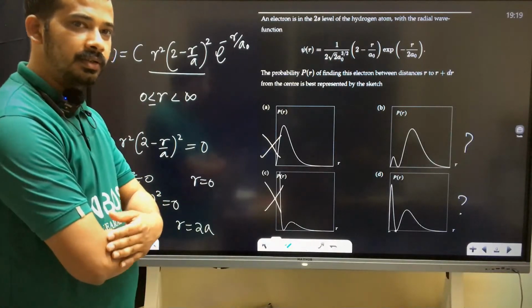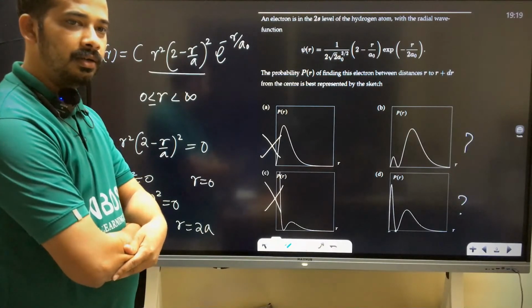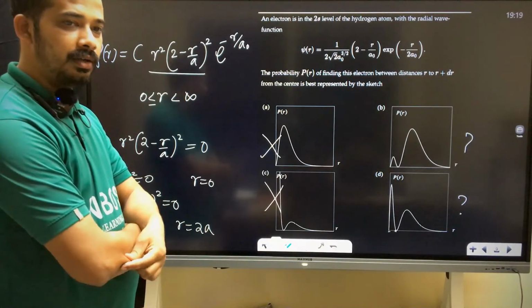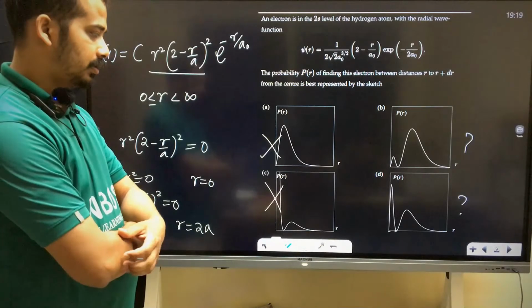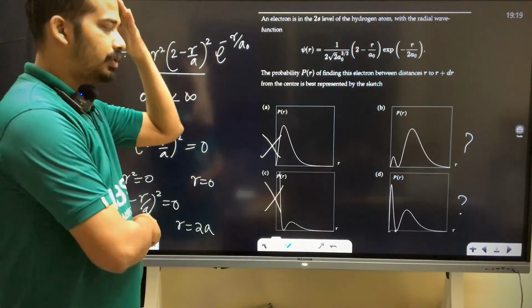GeoGebra. Okay. Yeah, once you know the function, you use GeoGebra to plot it.